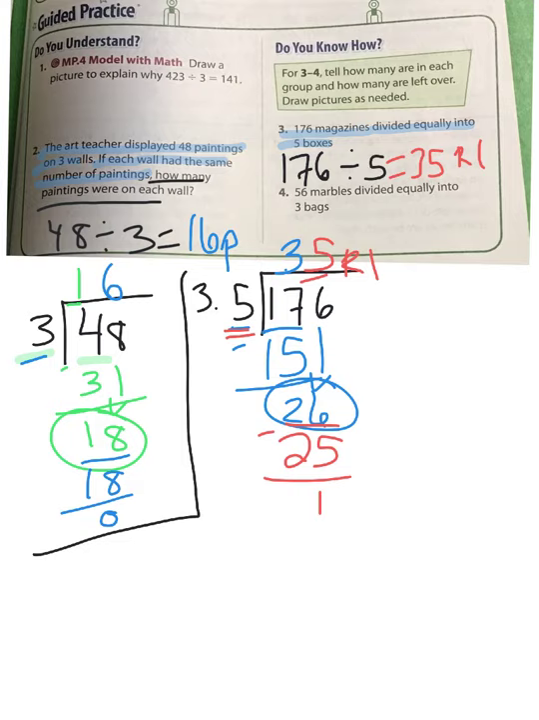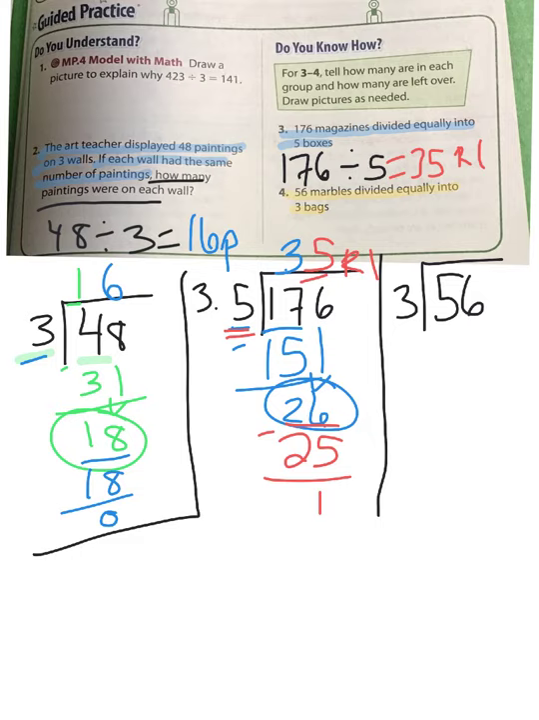And for my last problem, I have 56 marbles divided equally into 3 bags. So, number 4, I have 56 marbles divided into 3 bags. 5 plus 6 is 11. So this answer quotient will also have a remainder. 56 divided by 3. 3 will not go into 56 equally.